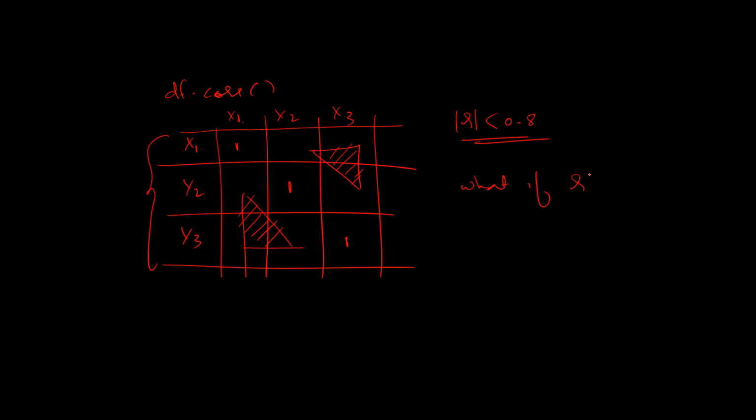Now, what if r is greater than 0.8? Let's say x1 and x2 are correlated. So that means both are giving me the same information, right? I'll give an example.